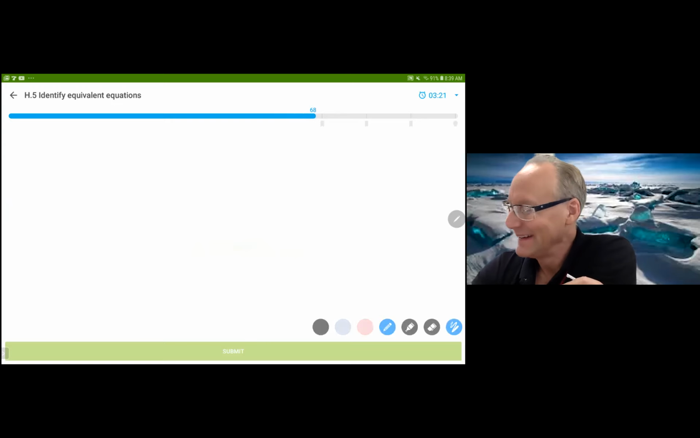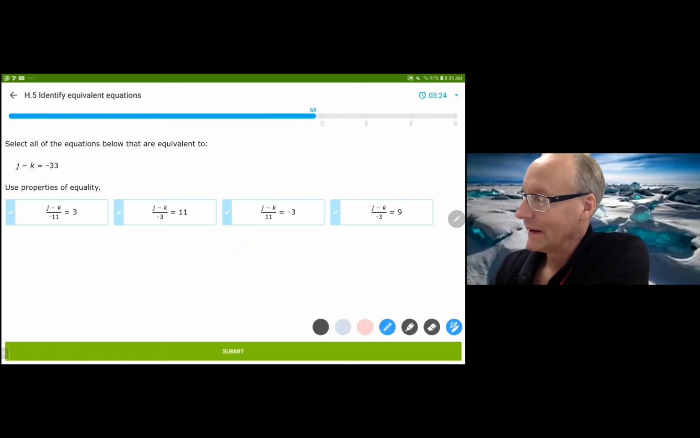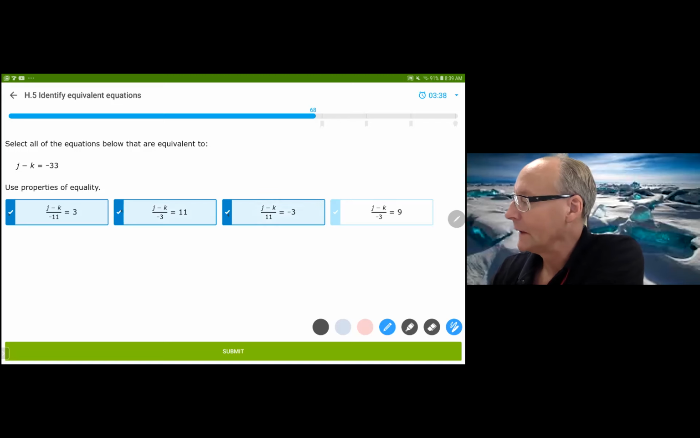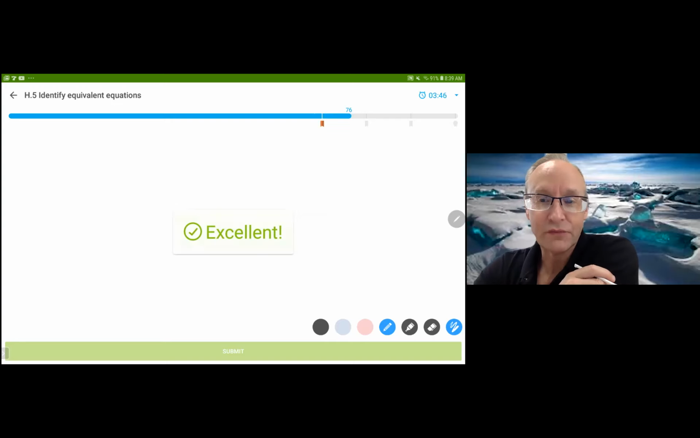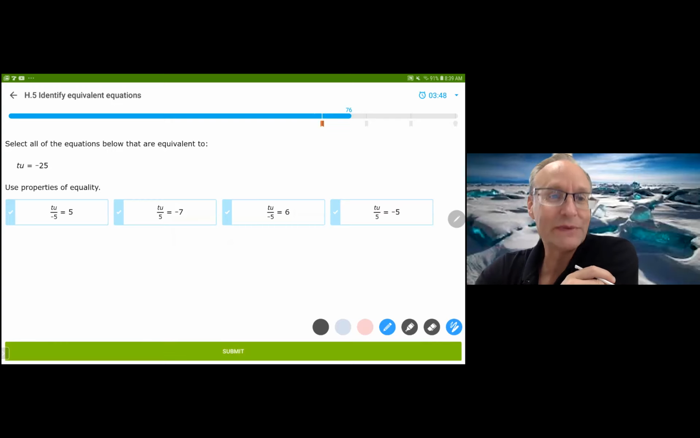Be careful. All right, we divided by -11 on both sides. We divided by -3 on both sides. In this one, we divided by +11 on both sides. And in this one, we divided by -3, and that does not give us 9. Okay. It is really easy to make an error, so just be careful.